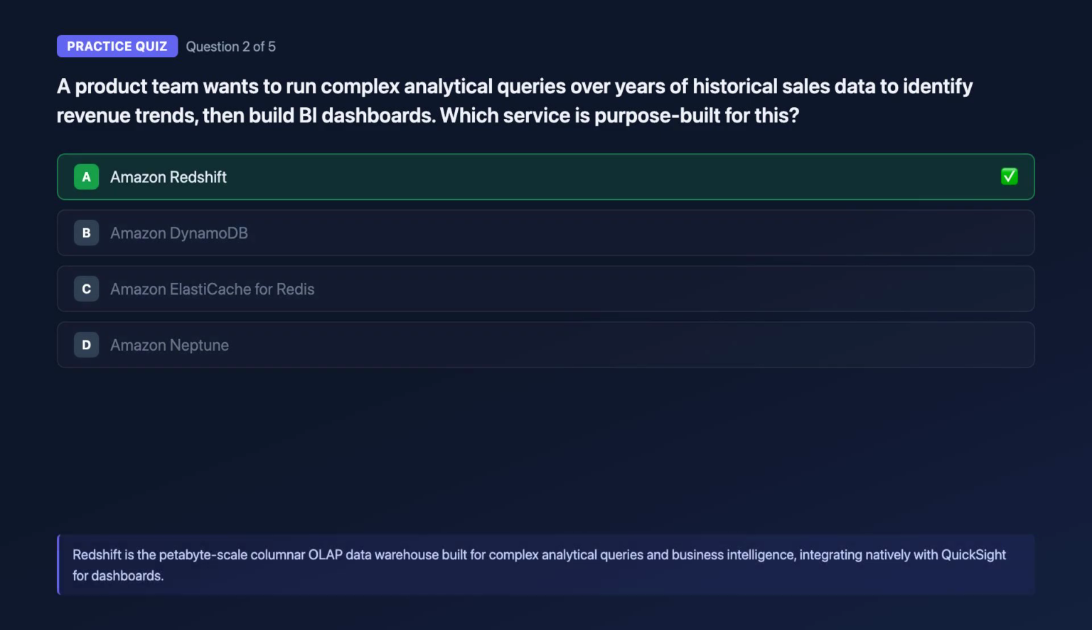The right call here is A, Amazon Redshift. It's the columnar, massively parallel data warehouse built for analytical queries over very large datasets, and it pairs natively with QuickSight for dashboards. DynamoDB can't do analytics, ElastiCache is a cache, and Neptune is for graph relationships.